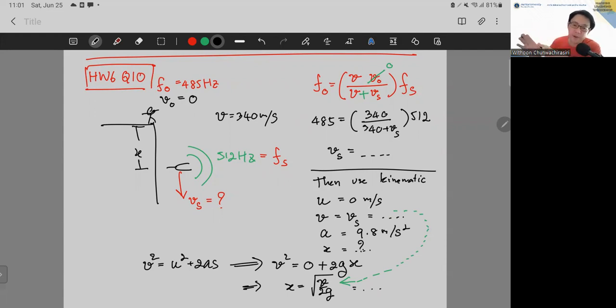So the first step, you use the Doppler effect to do the calculations. Once you figure out that, to generate the frequency of 485, the tuning fork must be traveling at the speed v_s, you use that speed as your final speed in your kinematic calculation. You drop something from 0 meters per second. How long does it take for the speed to reach v_s under gravity, 9.8 meters per second squared? You're done.